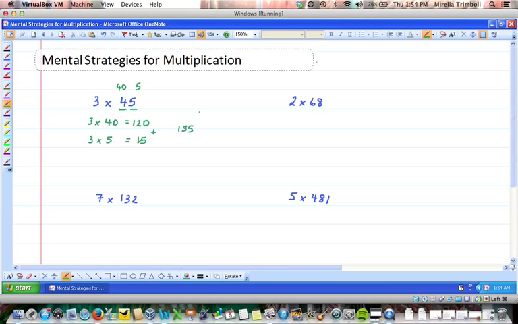Let's take a look at the next one. We have 2 times 68, so we're looking at a 60 and an 8, and we partition that. So we have 2 times 60, and we know 2 sixes are 12, and we have a 0 to add on the end, and then 2 times 8, which is 16. So if you want to think of it like we looked at with the addition, we have 120 plus 10, and then plus 6. So we can partition the 16 further if that makes it easier to do. So that is 136.